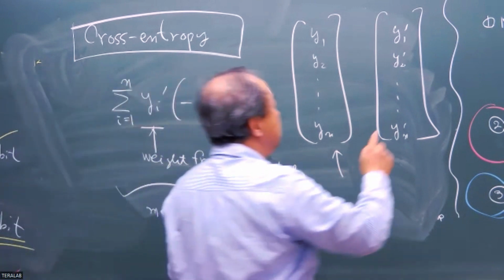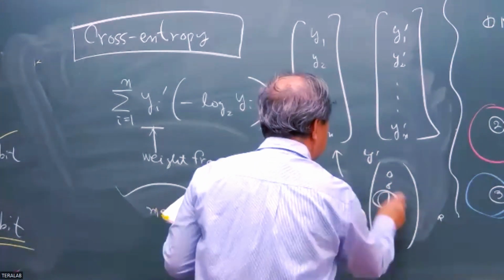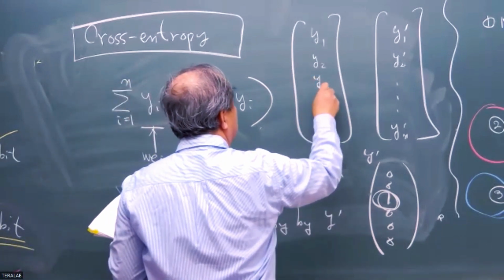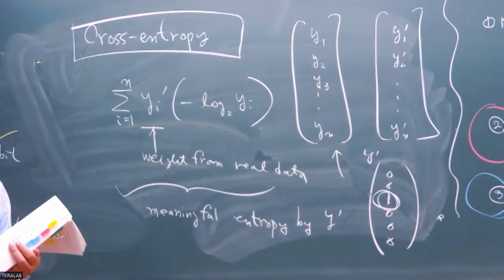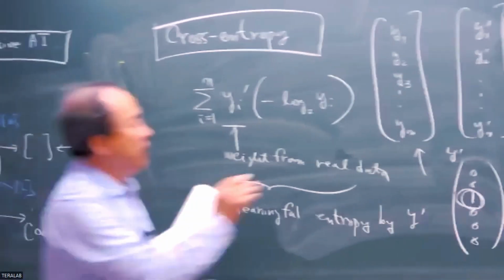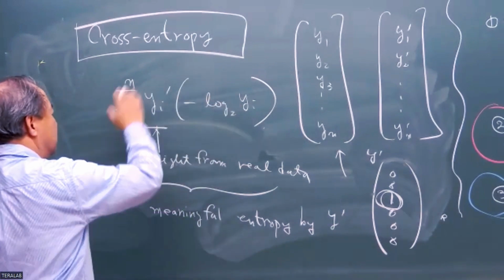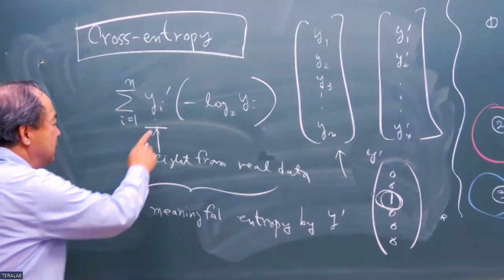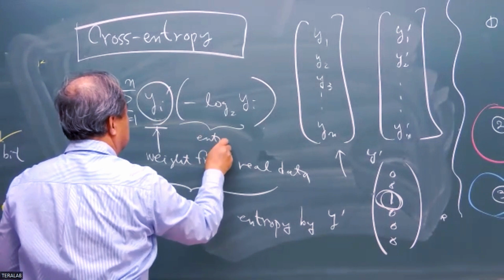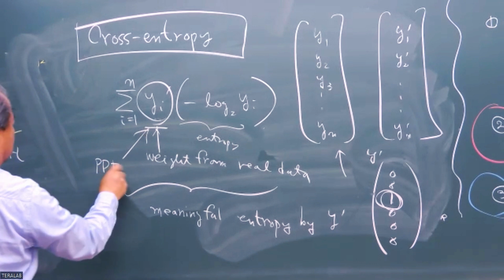For example, let's assume that your y dash is 0, 0, 1, 0, 0, 0, 0. Only the third bit is your concern. Then in this cross entropy, you only calculate entropy of the third bit. So the distribution of your reference data or real data is put onto this loss function as a term of multiplication. This is actually probability. This is entropy. And this is real data probability distribution function.